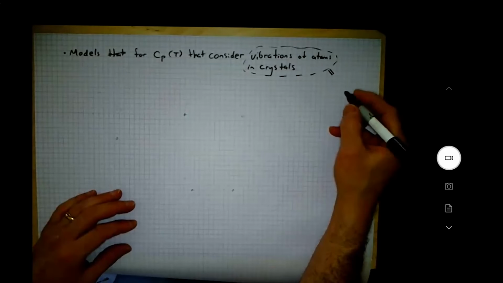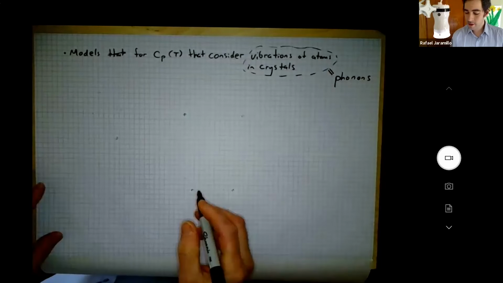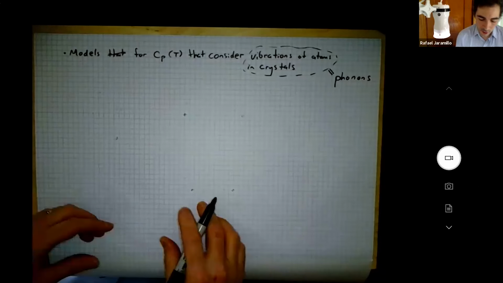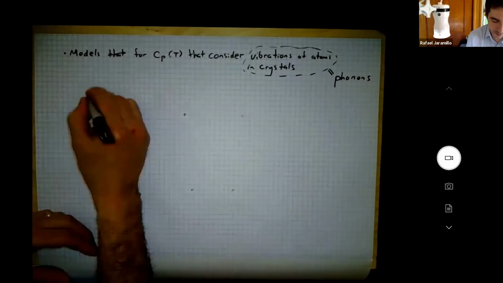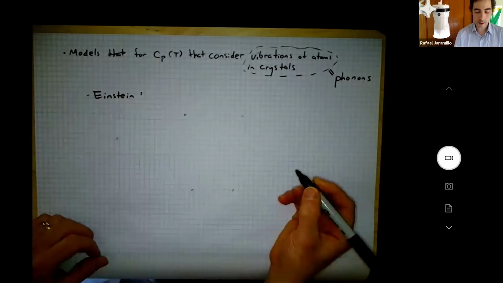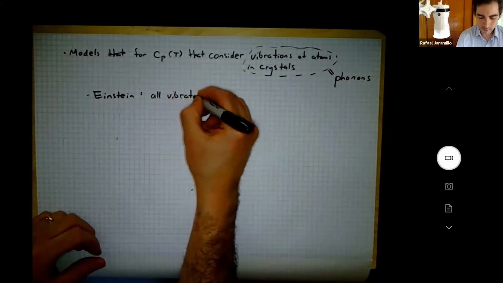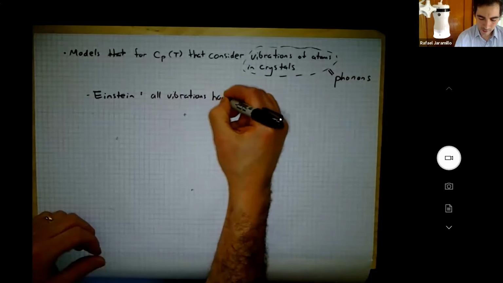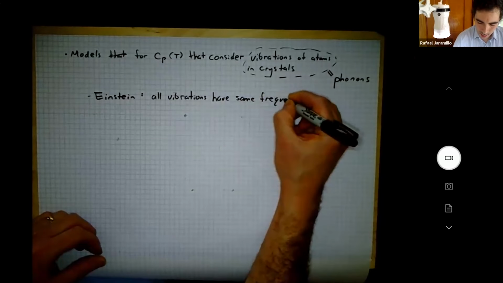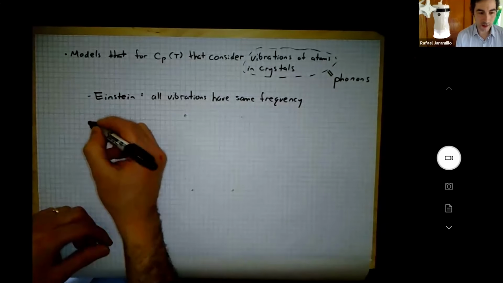Is it oscillations? It could be called oscillations. That's a little bit of a fancier name. There's also a name phonons, which is a lattice vibration. So there are different models. There's the Einstein model. This is a simple model. All vibrations have the same frequency. It's simple, but it was a first important test of quantum theory.